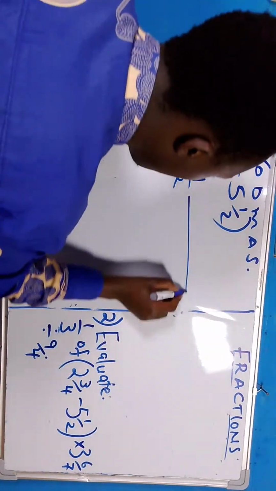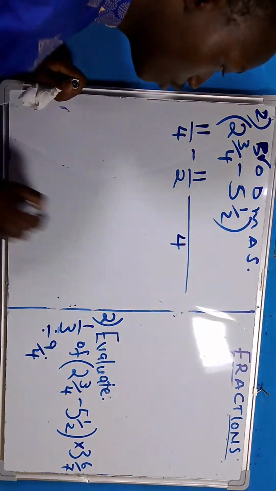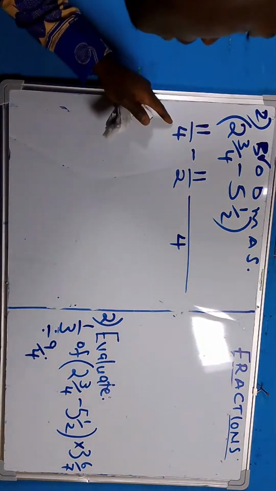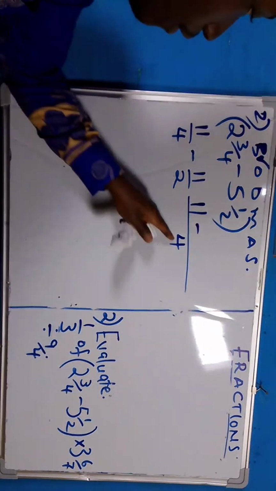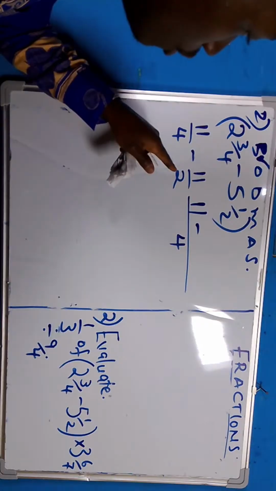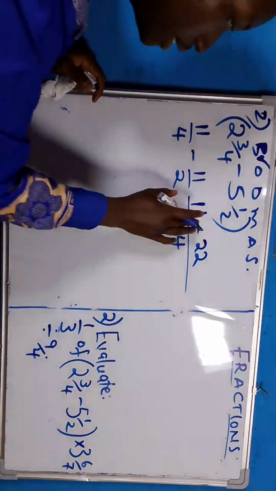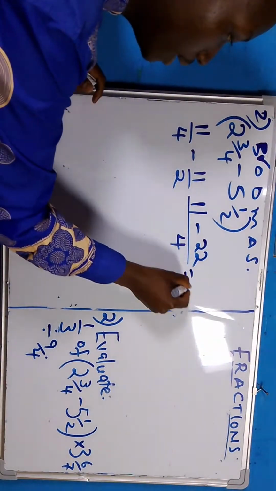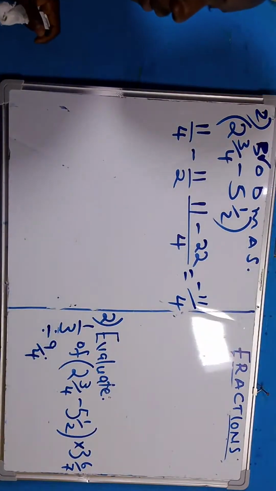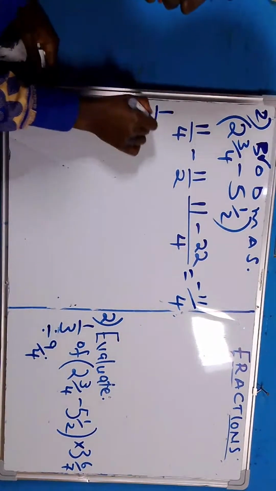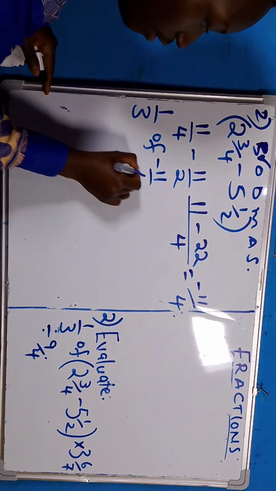So we will now determine the LCM of 4 and 2, which is equal to 4. So 4 divided by 4 is 1. 1 times 11 is 11. Minus 4 divided by 2 is 2. 2 times 11 is 22. And when we subtract 11 minus 22, we will end up getting negative 11 over 4. So finally, we will have a third of negative 11 over 4.